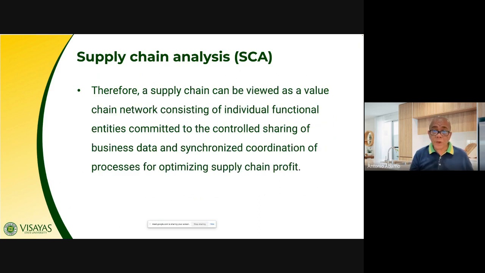Therefore, we see a supply chain analysis as optimizing a synchronized flow of physical products from the production until it reaches the final consumption. Processes for optimizing supply chain profit. Okay, because as the product flows, there is what we call cost transmission and cost translation until it reaches the final customer. Then we will see how much is the total supply chain cost.